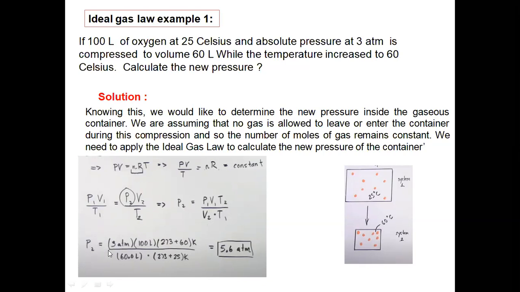So P2 equals P1, which is 380 kPa, times 100 liters, and we convert 60 Celsius to Kelvin: 273 plus 60 Kelvin, over 60 liters times 273 plus 25 Kelvin, because T1 is 25 Celsius, and to get Kelvin we add 273. The result: the pressure P2 equals 5.6 atm.